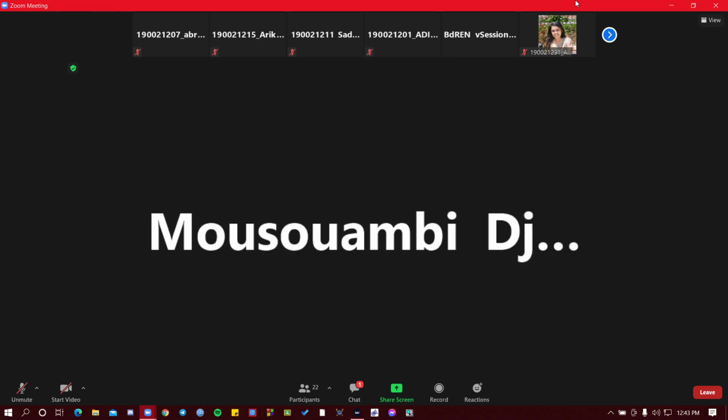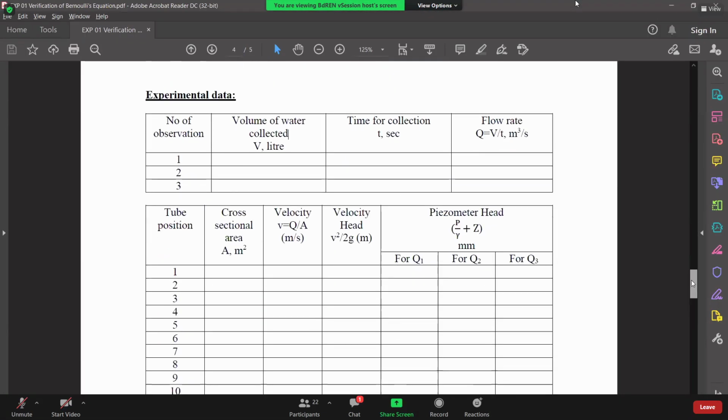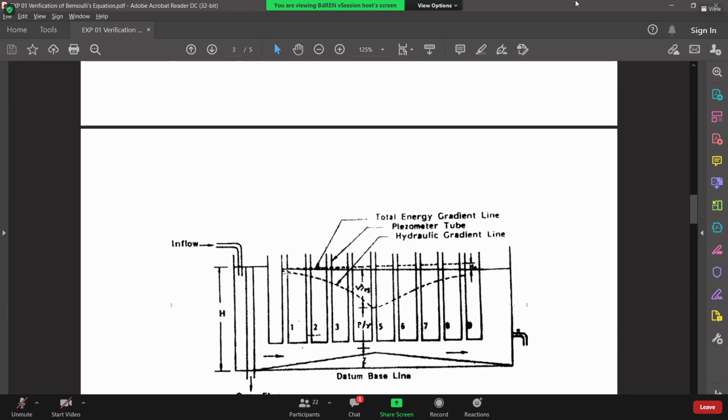Sir, can you check the screen, the table data? This one you are talking about? Yes, how can I find it? These readings, you will see the water here, you will see water here. This is basically the water line. So the piezometer head at this tube will be this water line. Piezometer head at this tube will be this water line.